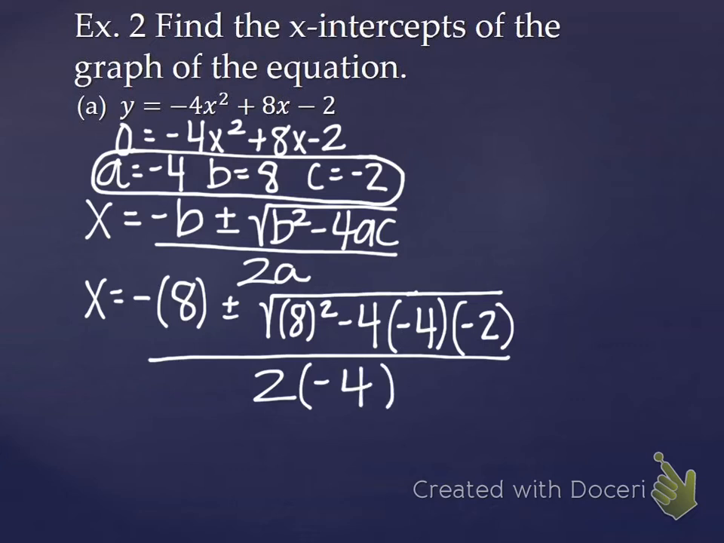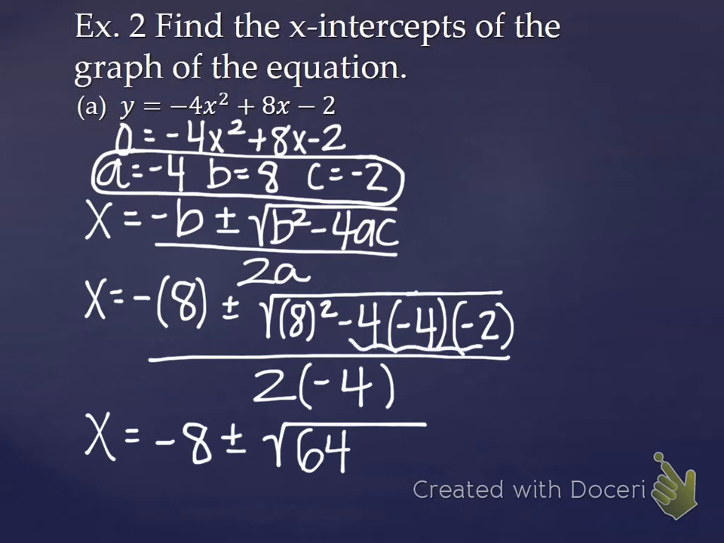Okay, 2 times negative 4. All right, what are we going to do next? What portion of the problem, Maya, are we going to work next? All right, what's under the radical? So, am I bringing down a positive 8 or a negative 8? Good, it's still going to be a negative 8 plus or minus. All right, Maya, under the radical, what do I do first? Which is? Very good.